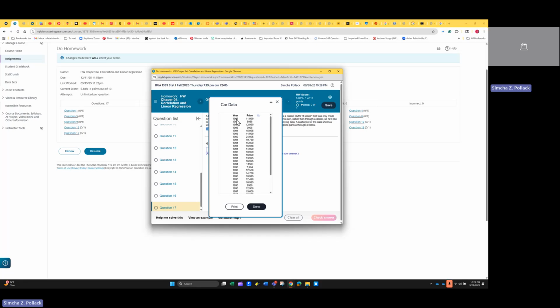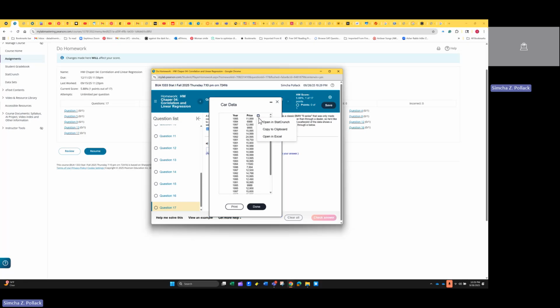For example, 1995 has 11,999. Another 1995 car, where is it? Like here, is 9988. So it's off by like $2,000 to $3,000. So obviously there are other factors that affect the price of a car besides simply the year. And in subsequent chapters, we'll learn about multiple linear regression, which tries to use many variables to predict the dependent variable, in this case, price.